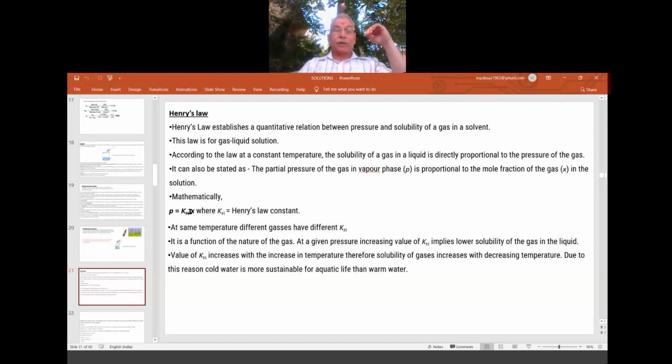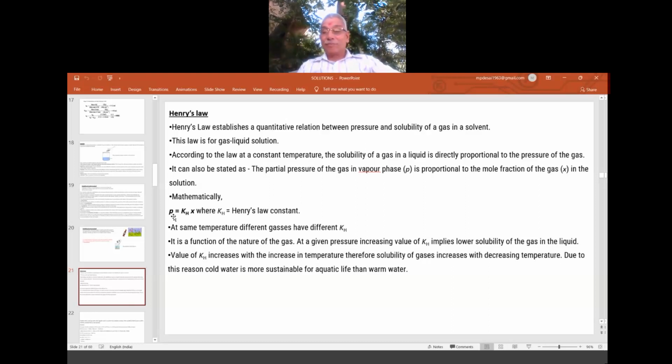Let us come to the equation now. P equal to Kh into x, the mole fraction. So what is Kh here? Kh equal to P upon x. If we want a higher value for Kh, then the mole fraction of that particular gas in the denominator should be less. Lesser the mole fraction means more the value of Kh. So when Kh is more, it means mole fraction is less. It means it is less soluble.